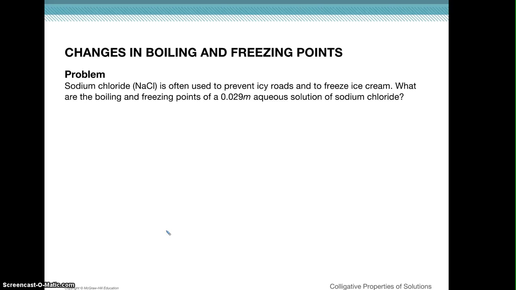So to do this calculation, it's asking about the boiling and freezing point. So we're going to do both the delta TB and the delta TF formula. So we'll start with the delta TB. So delta TB equals the KB, and we're talking about an aqueous solution, so we're going to use water's constant, which is 0.512 degrees Celsius per molality, times the molality that's given, 0.029. And again, we need that I.